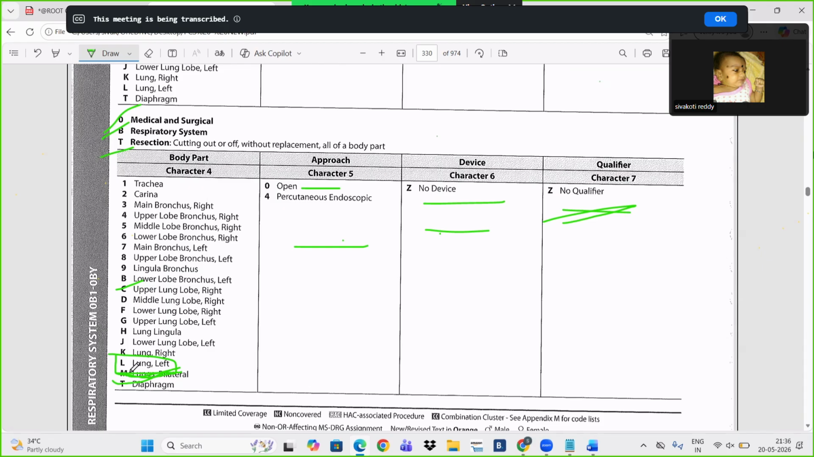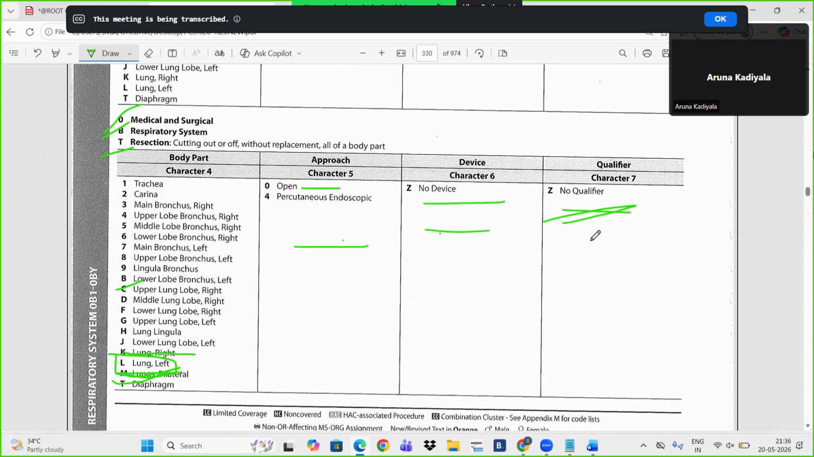Why will you get J? L, sorry, L. Left lung, no? Suppose if they did the lower lobe of the left lung, then it is J. Only left lung means L. Yeah. L 0ZZ, right, sir?